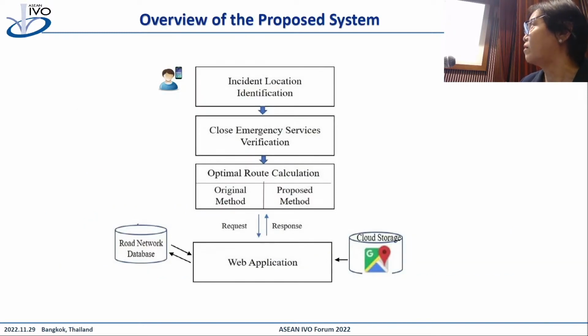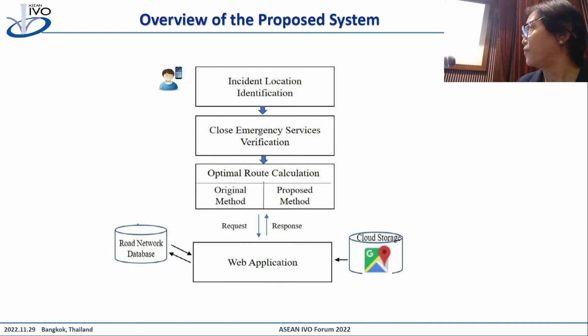Then we developed an optimal route finding system. This figure shows the overview of the proposed system. Firstly, we collect the information of the incident place, which contains the location information, and we identify this location using Google Map and other maps. After that, we find the close emergency service near the incident location. After computing the close emergency service location, the optimal route calculation will be started.